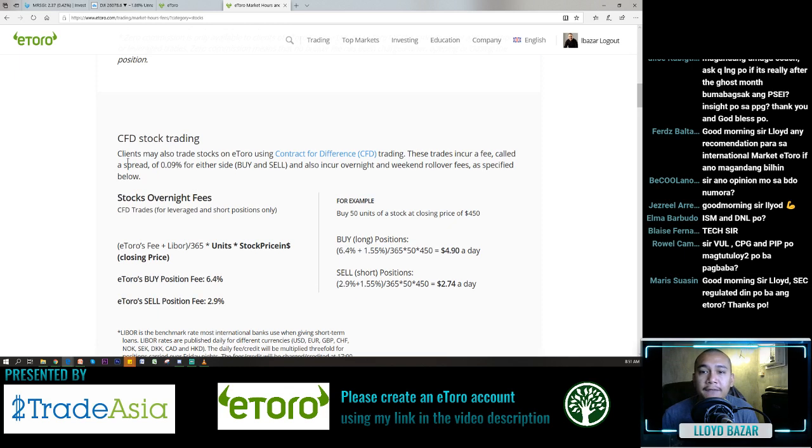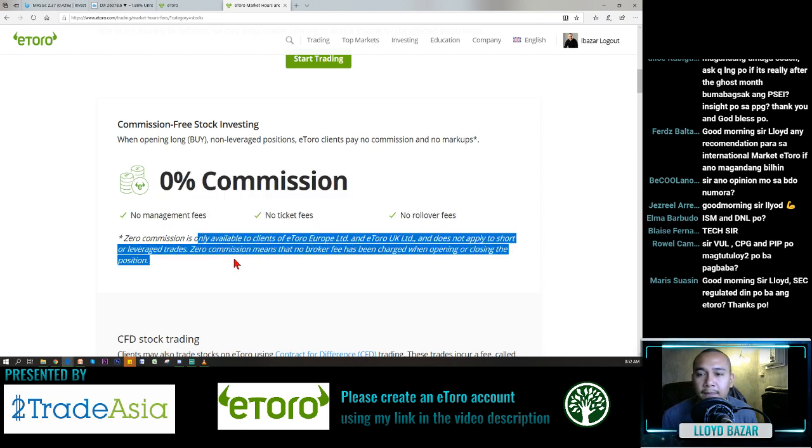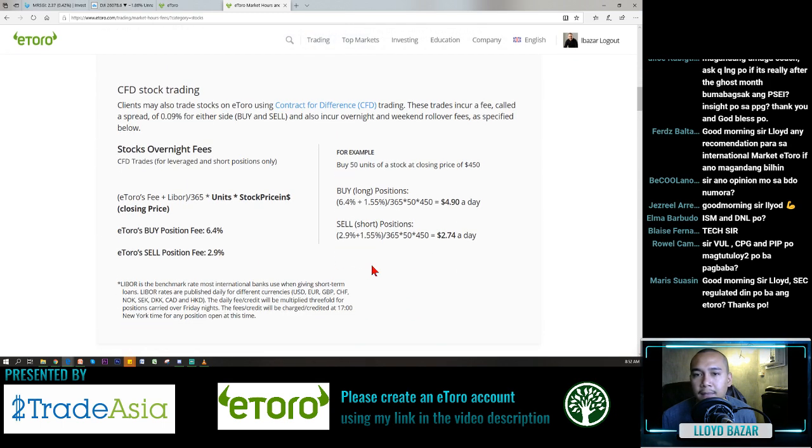Okay? Sa CFD po, contract for difference trading, these traders incur a fee called spread of 0.09. So, kung CFD po ang bibilhin ninyo, then you are incurred 0.09. But if for example, si Amazon is $1,700 and you're gonna buy $1,700, you are gonna get one stock na hindi na CFD. Even if CFD broker si eToro, they can still give you the stocks na under po sa inyo. And this is through buying the whole amount. If ever 1,700 ang pera ninyo, you can buy one stock which is under you. If you do that, there is zero commission. No management fees, no ticket fees, no rollover fees. Kaso nga lang sa euros ito eh. CFDs tayo.